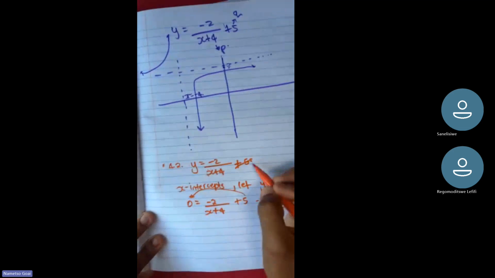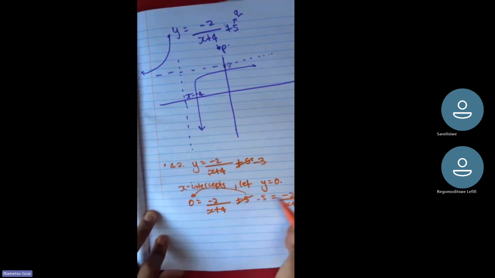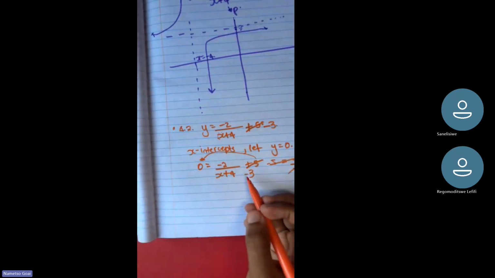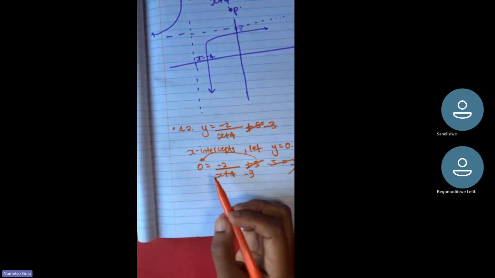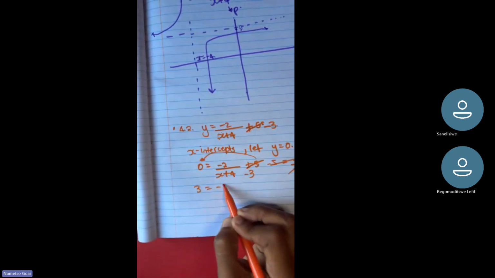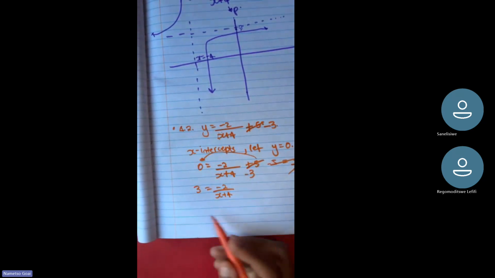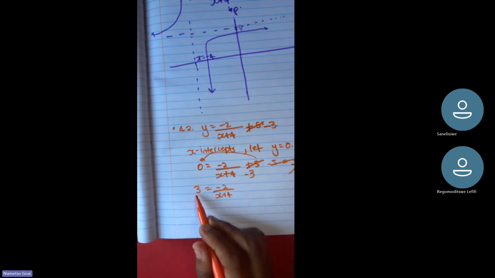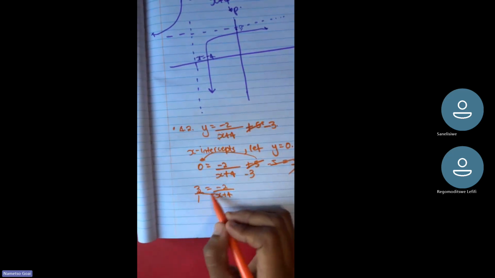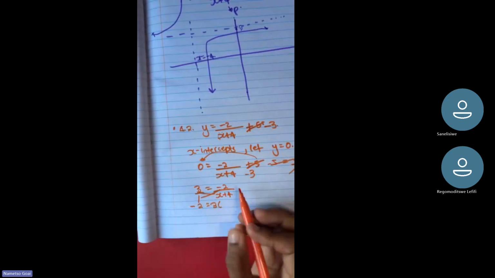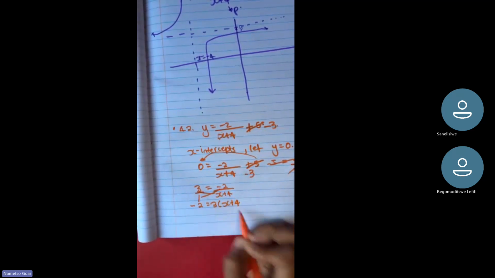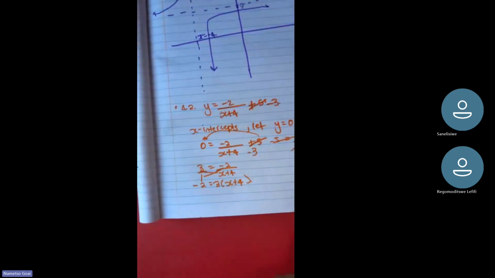This is going to be minus 3. This will also be minus 3. So cancel this out. When we transpose this negative 3 to the other side, we're going to have positive 3 equals negative 2 divided by x plus 4. Now we're trying to solve for this x plus 4. Make this a fraction, cross multiply. So we're going to have negative 2 equals 3 all into x plus 4.